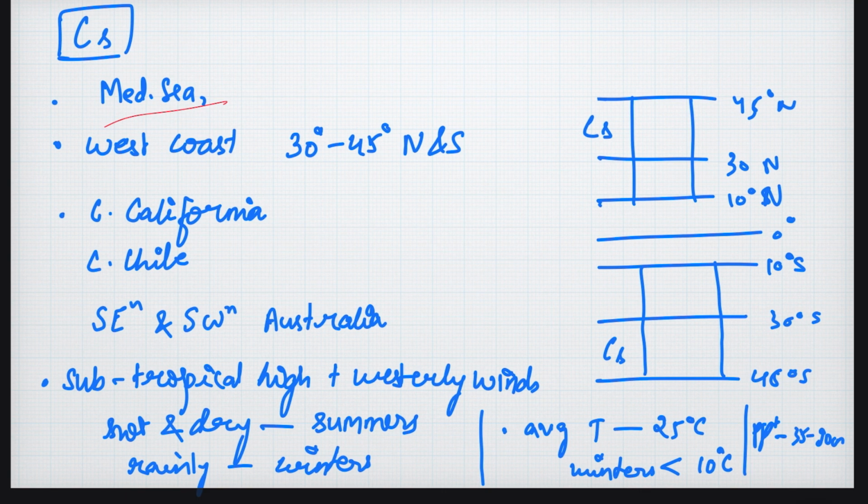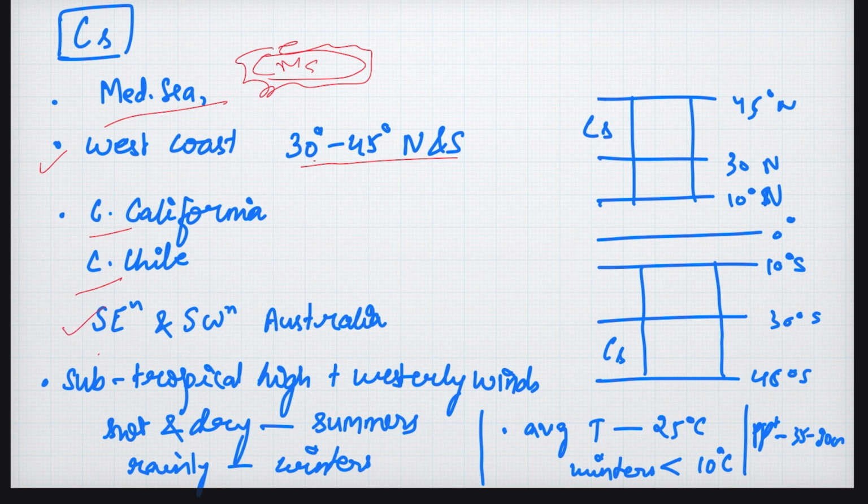Its name comes because this type of climate is found basically around the Mediterranean Sea. It is very important from the perspective of UPSC. UPSC has asked several questions from this topic. It is found on the west coast of the continent from 30 degrees to 45 degrees north and south, central California, central Chile, southeastern and southwestern Australia.